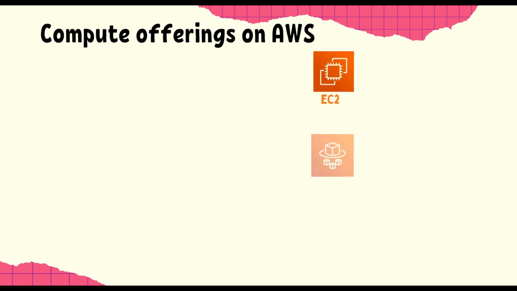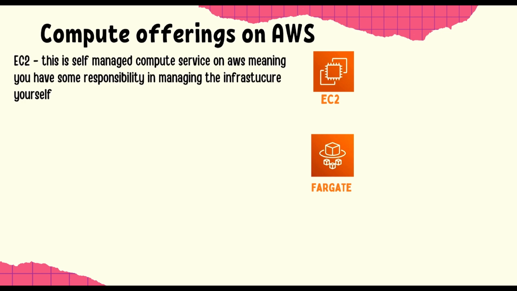Compute offerings on AWS. AWS have two compute options for deploying containers on AWS: the EC2 and Fargate. EC2 is a self-managed compute service on AWS, meaning you have some responsibility in managing the infrastructure yourself. This might include installing the container runtime and deploying your application on it.